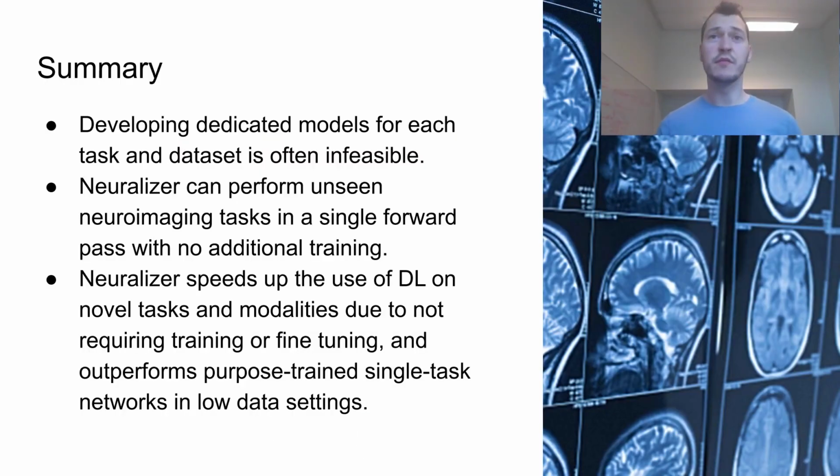To summarize, developing dedicated models for each task and dataset is often infeasible. This applies especially in neuroimage analysis, where many related tasks and a large pool of diverse image modalities exist. We propose Neuralizer, a general-purpose neuroimaging model. Neuralizer can perform any unseen neuroimaging task in a single forward pass with no additional training or fine-tuning. Neuralizer speeds up the use of deep learning on novel tasks and modalities due to not requiring training or fine-tuning, and outperforms purpose-trained single-task networks in low data settings.